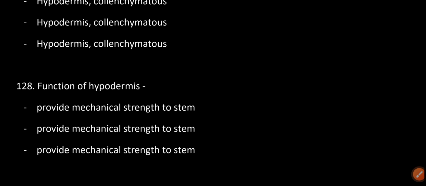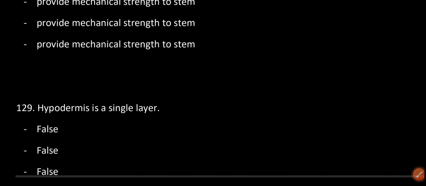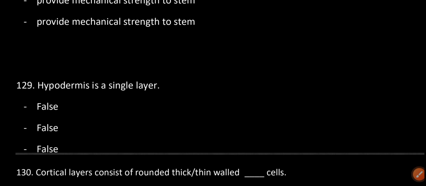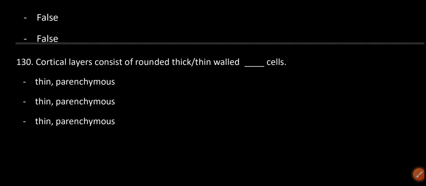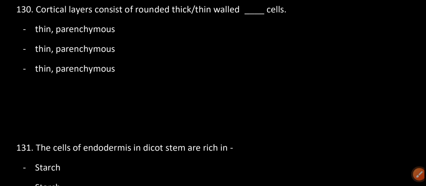Function of hypodermis: provide mechanical strength to stem. Hypodermis is a single layer. False. Cortical layer consists of rounded, thick or thin-walled parenchymatous cells.